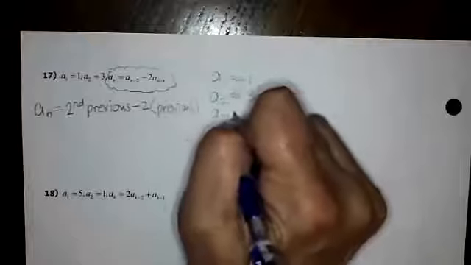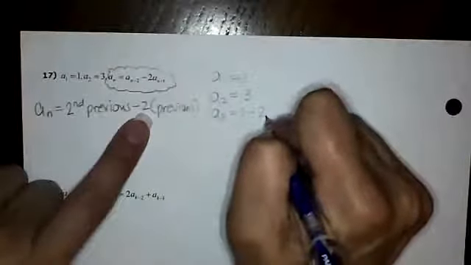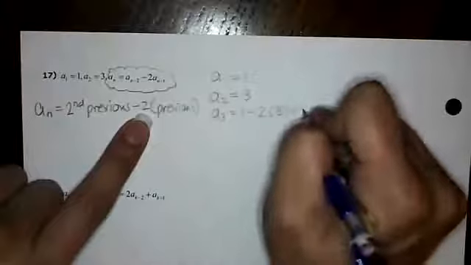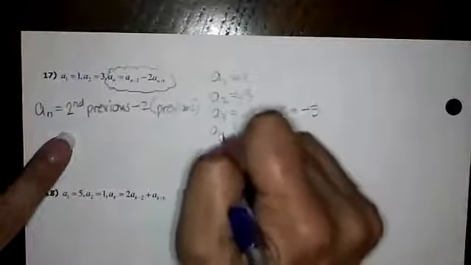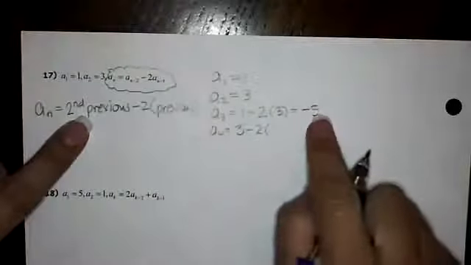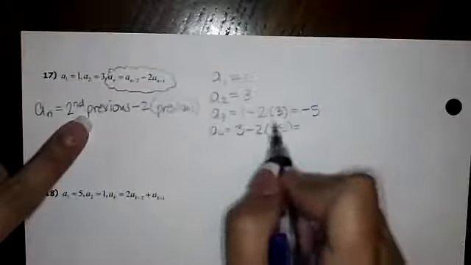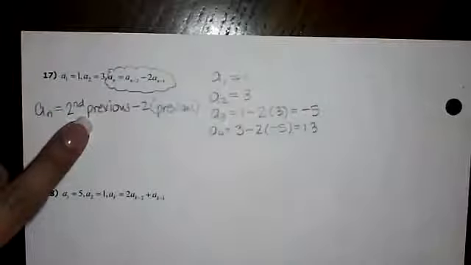So for A3, the second previous would be this 1, minus 2 times the previous one, which is 3. This one gets tricky. So we've got 1 minus 6, which is negative 5. Now we start again with this fourth term and 2 previous. Well, 2 previous would be the 3 now, minus 2 times my previous one, which is negative 5. And so that's negative 10 right there. So positive 10. So 3 plus 10 is 13.